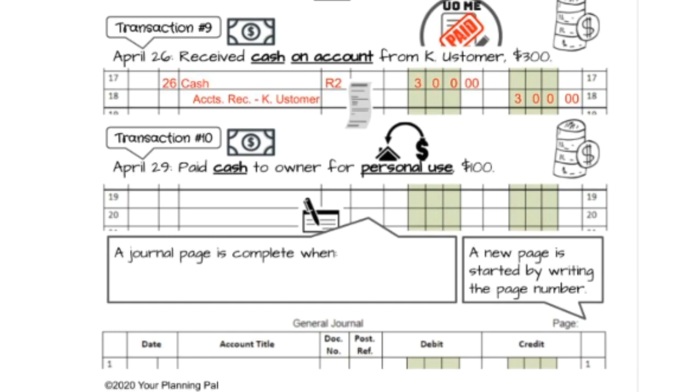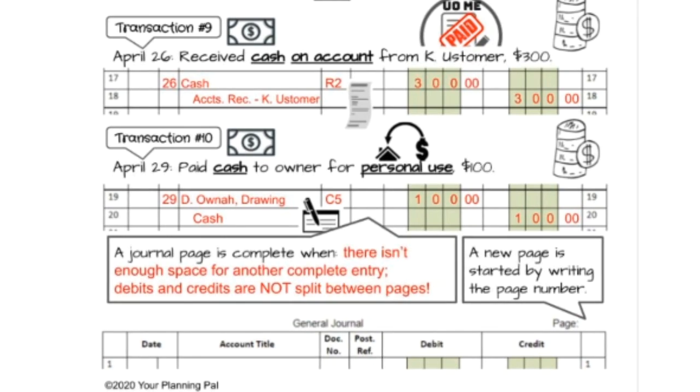Our last example here, transaction number 10 on April 29th, we paid cash to owner for personal use. It was $100. So we've got the 29th. Our debit is Dona drawing, and it's for $100. And then, of course, cash is decreasing. So that's going to be the credit. Cash, $100. Our source document is C5. So it's check number 5. The owner wrote a check to him or herself out of their business account to their personal account. So it's a check, it's C5.